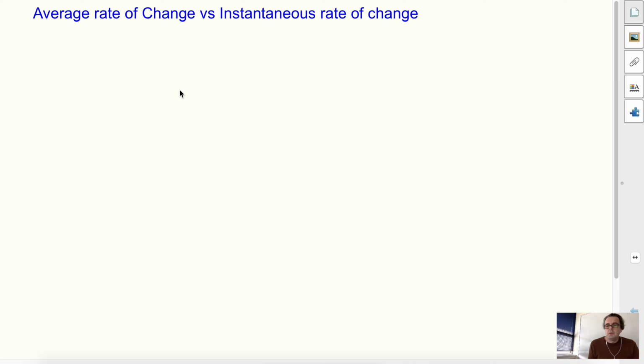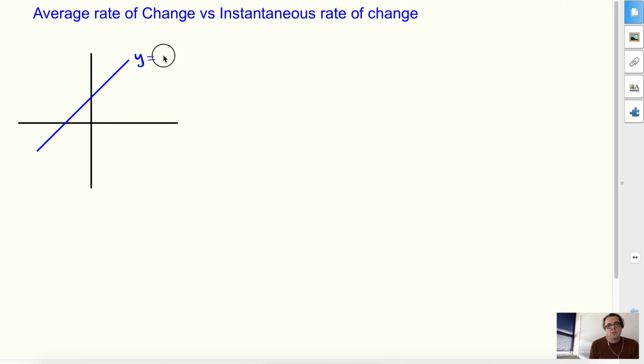Hi everyone, in this video we will quickly look at the average rate of change versus the instantaneous rate of change. Now let's start with the average rate of change. I'm sure you know that if you have a straight line on a Cartesian plane like this, that straight line has, of course, some kind of equation to it: y = mx + c.